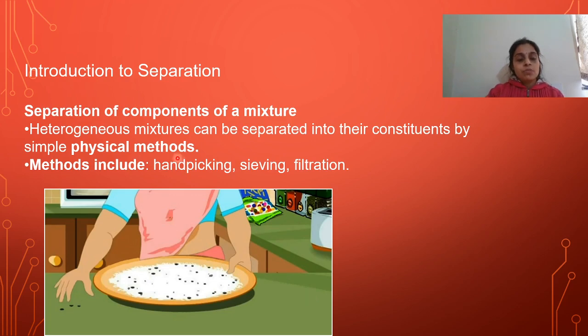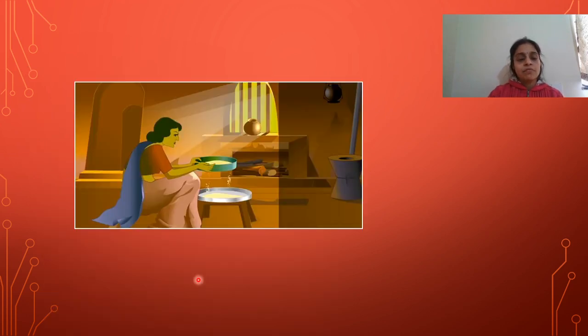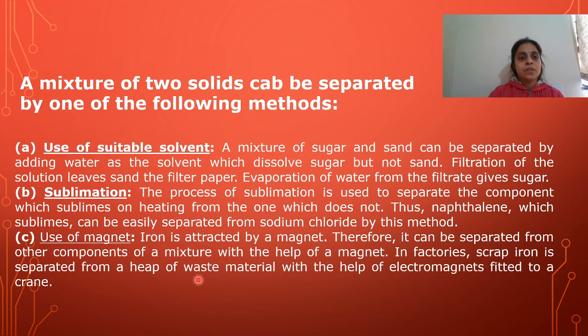Next, we'll go with the concept of separation. Separation of components of a mixture. Heterogeneous mixtures can be separated into their constituents by simple physical methods, including hand picking, sieving, filtration. So there's a picture of hand picking. This is sieving. Filtration we'll be studying later.